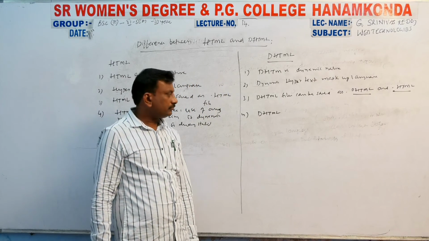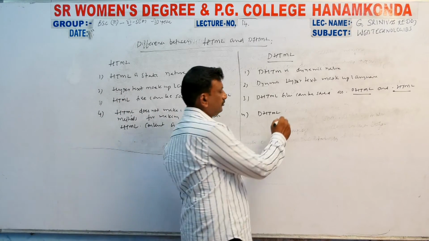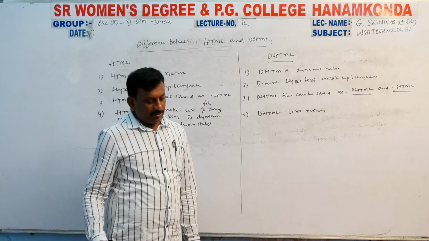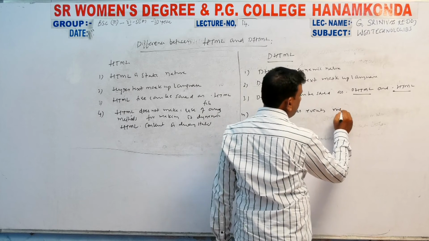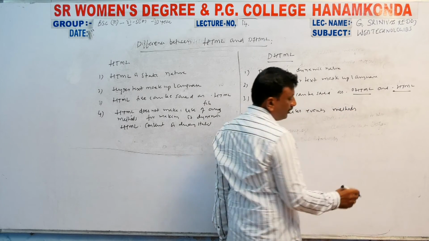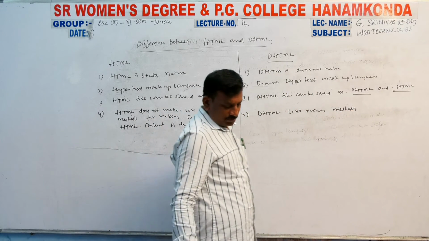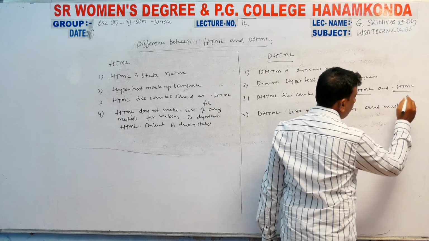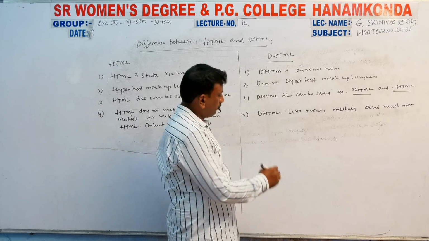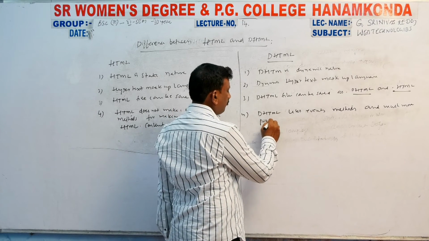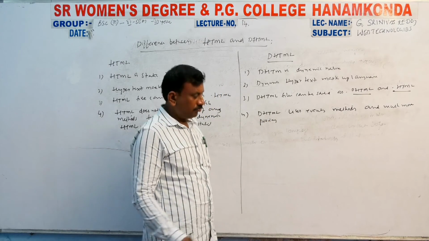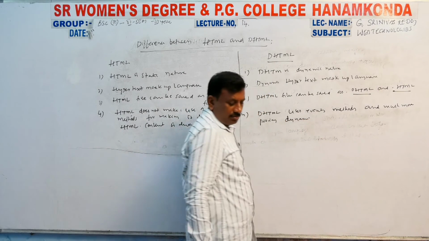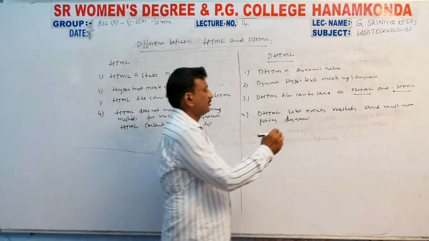Next point: DHTML uses events, methods, and much more, making HTML pages much more dynamic.